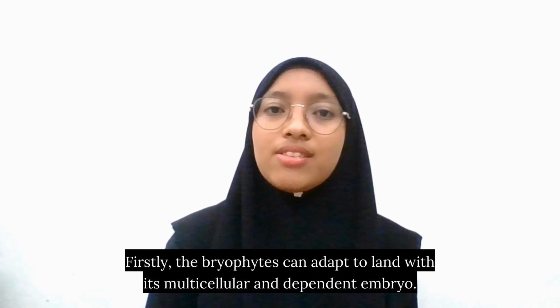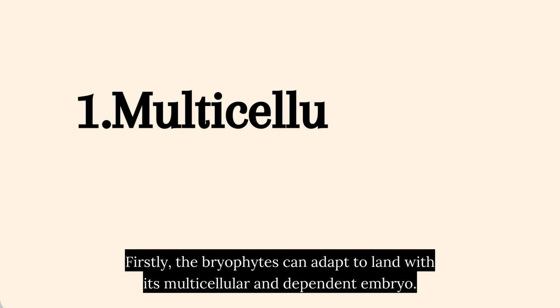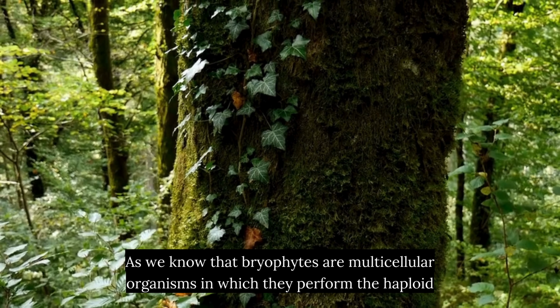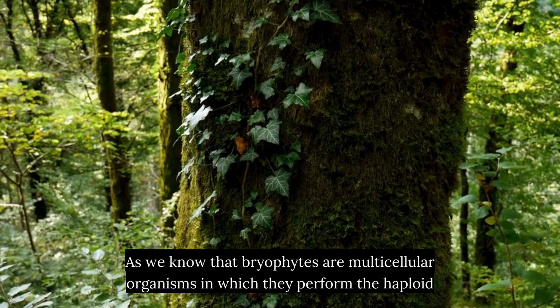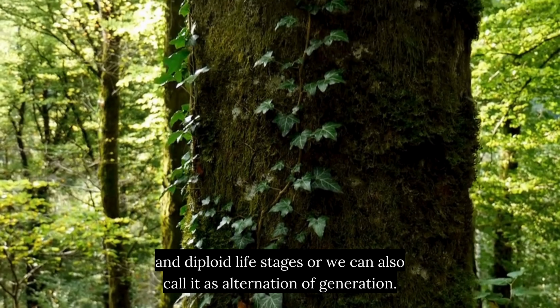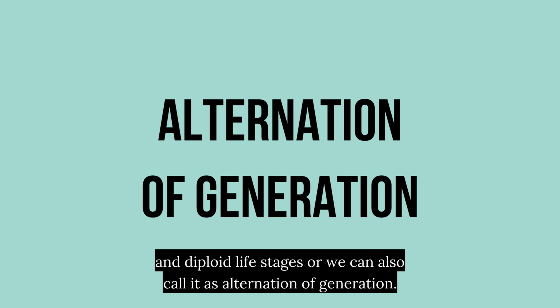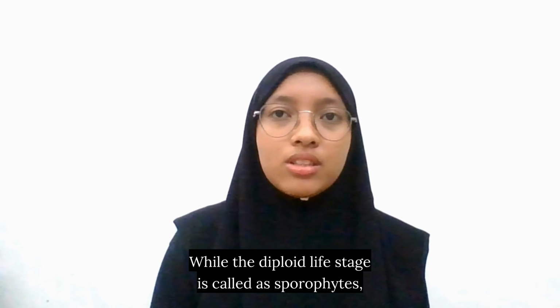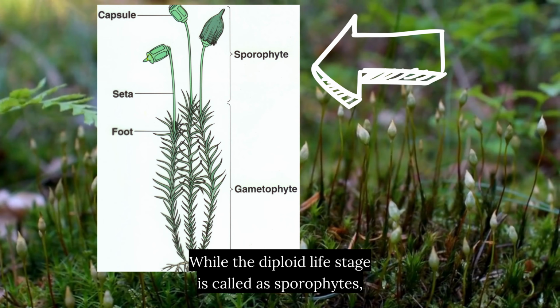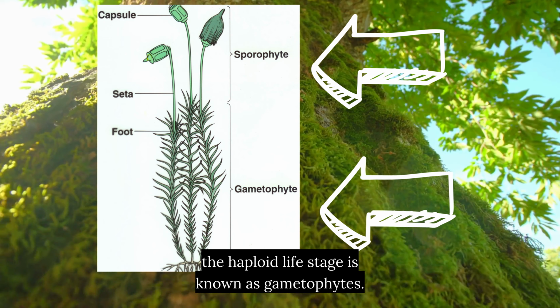Firstly, the bryophytes can adapt to land with their multicellular and dependent embryo. As we know, bryophytes are multicellular organisms that perform haploid and diploid life stages, or we can also call it alternation of generation. While the diploid life stage is called the sporophyte, the haploid life stage is known as the gametophyte.